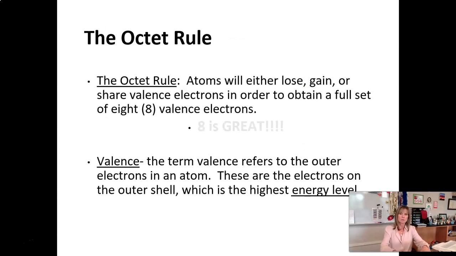So there's our octet rule. Octet rule says that atoms are going to lose, gain, or share valence electrons in order to get that full set of 8 valence electrons. 8 is awesome. 8 is great. That's what every atom wants to try to get. Is 8 valence electrons. Valence refers to the outer electrons in the atom only. Anything underneath that valence, that outside energy level, is a core electron. Okay, so the outside energy level houses the valence electrons. These are the electrons in the outer shell of the atom, and it's also where they're in the highest energy level.